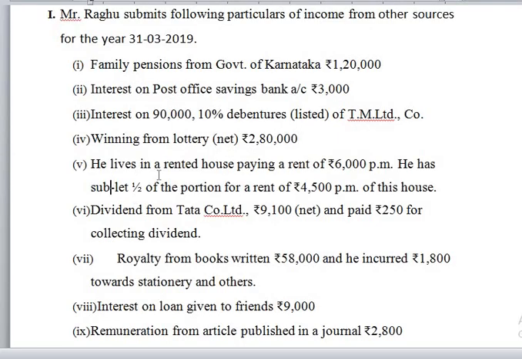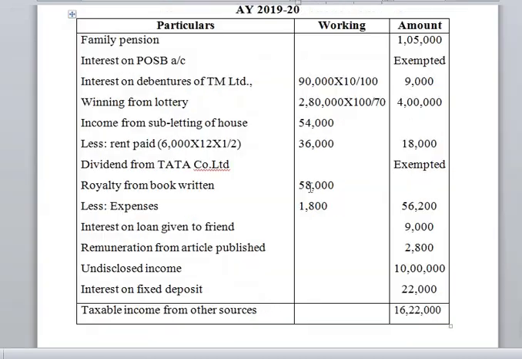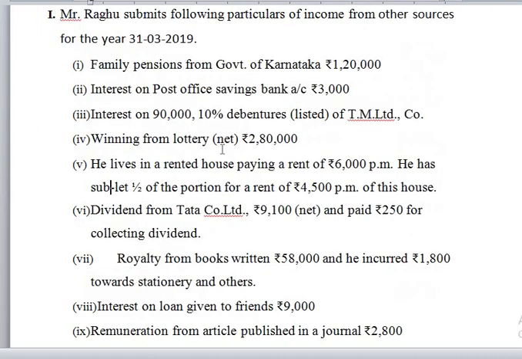Next, he lives in a rented house paying a rent of rupees 6,000 per month. He has sublet half of the portion of this house for a rent of rupees 4,500 per month. So here the assessee is residing in a rented house, paying rupees 6,000 per month. Half of the portion of this house was sublet to another person, a subtenant, for rupees 4,500. It is a kind of income from subletting of house property.